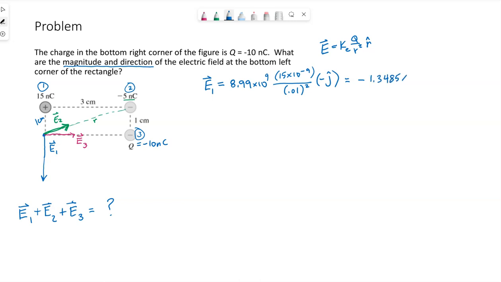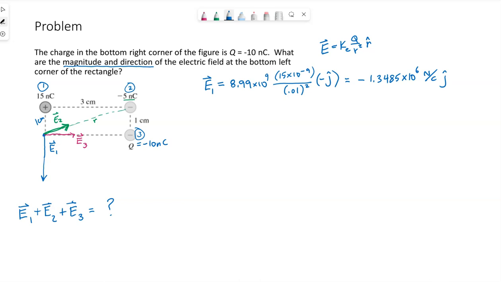I'm keeping a few digits since I'm not at a final answer. This is a big number. We have 10 to the positive 6. With the electric forces, we have really small numbers. But because our electric field doesn't involve two charges, these numbers do tend to be quite large. Okay, so E1, negative y direction, we have its magnitude as well.